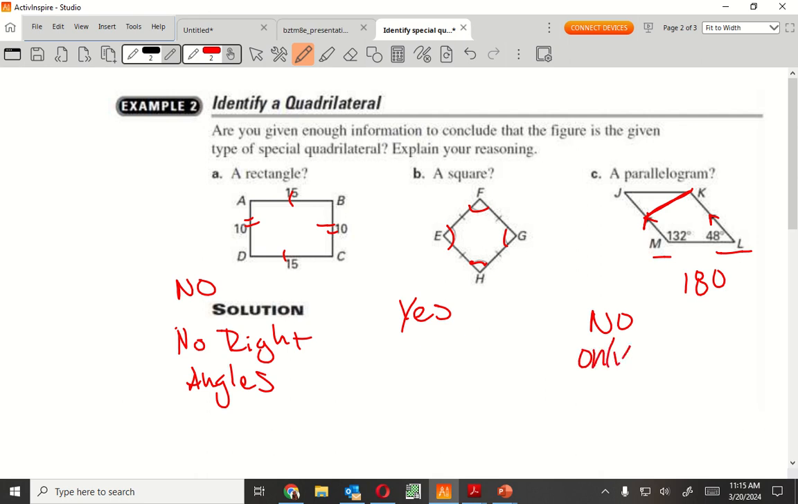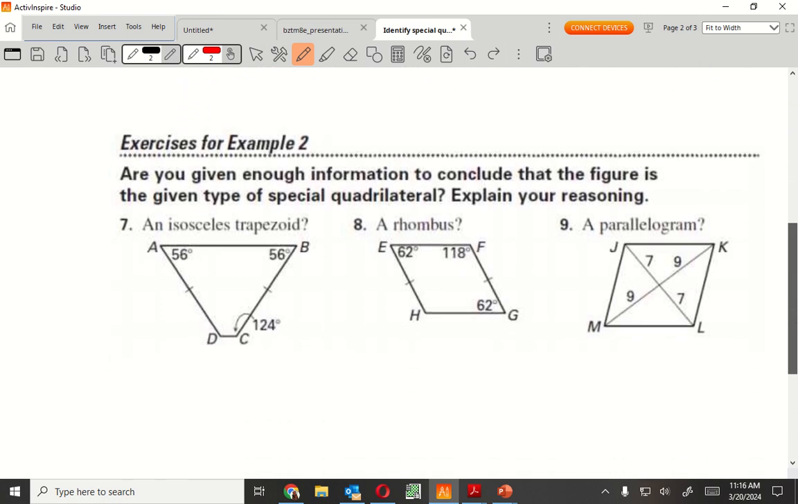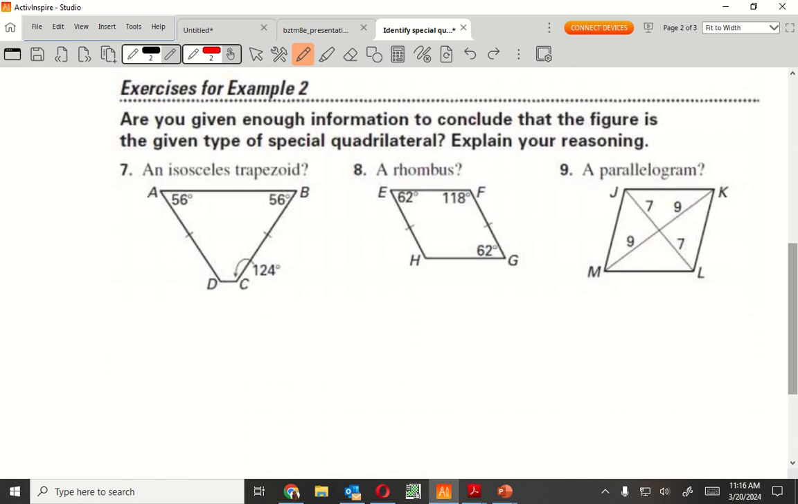So only one set of parallel lines, because there's not enough information about JK. All right. So you people are going to do the same thing for 7, 8, 9. Right now. So you're doing 7, 8, 9.